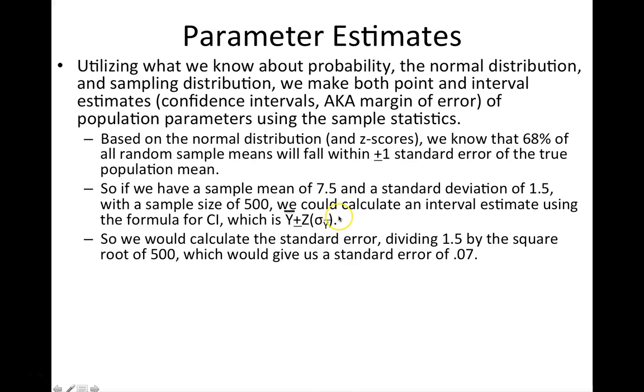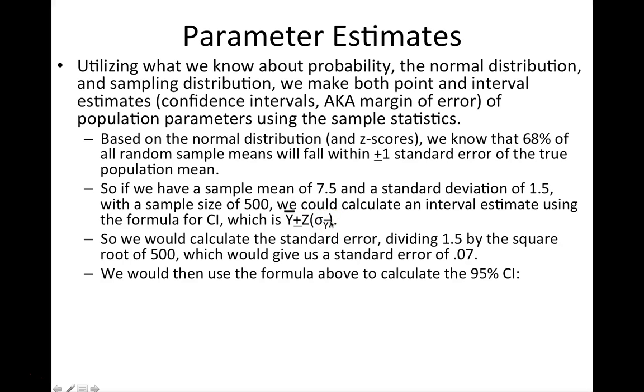And so first we have to calculate the standard error. The formula for standard error is the standard deviation divided by the square root of the sample size. So 1.5 divided by the square root of 500 gives us a standard error of 0.07. So we would put 0.07 in the parentheses right here. Then we would use the formula above to calculate the 95% confidence interval.